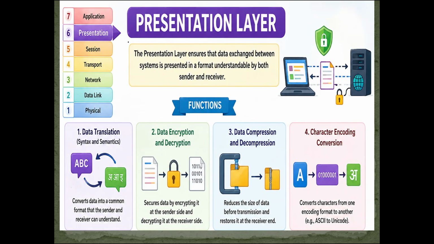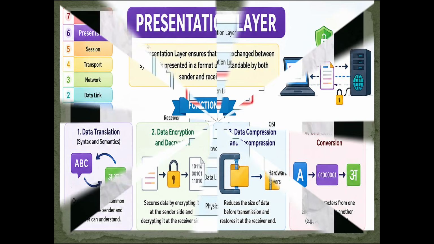It will encrypt the data on the sender side, and it will decrypt it at the receiver side. It will compress the data on the sender side, and it will decompress the data at the receiver end. It converts character codes from one encoding format to another. For example, it can convert ASCII to Unicode.